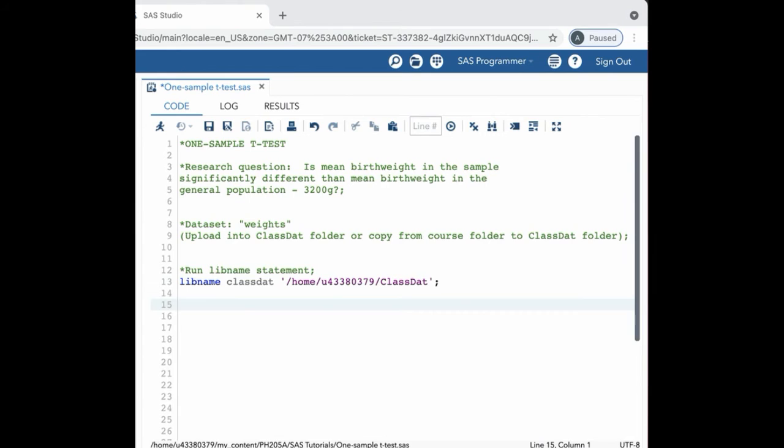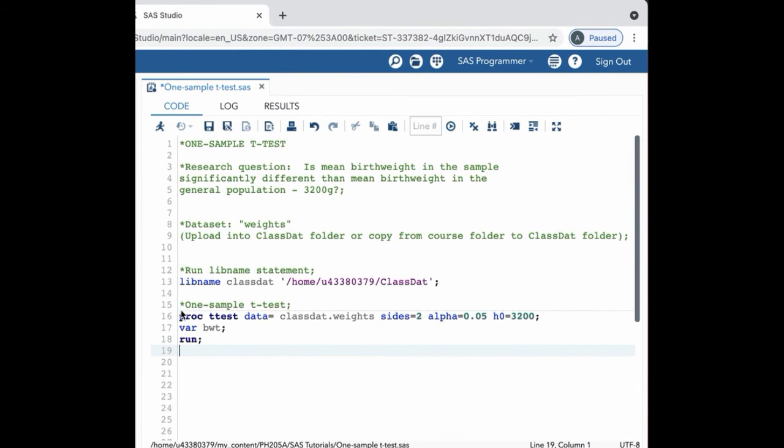And now we can conduct our one-sample t-test. The way we do this is with the proc ttest command. So it's proc ttest data equals the folder our data is located in, dot the name of our data set. We're going to conduct a two-sided t-test. That means that our hypothesis is not directional.